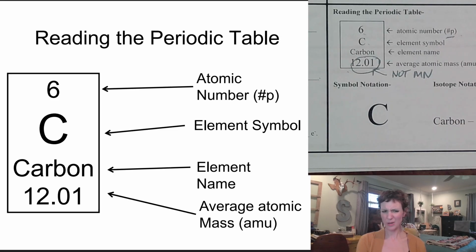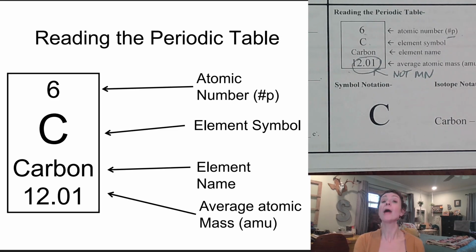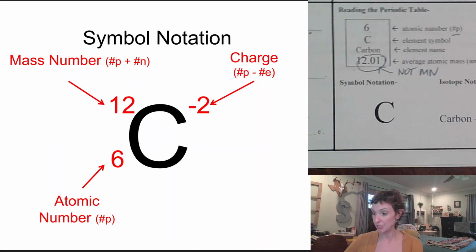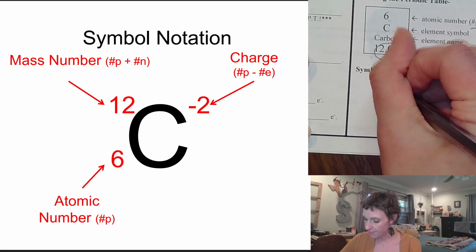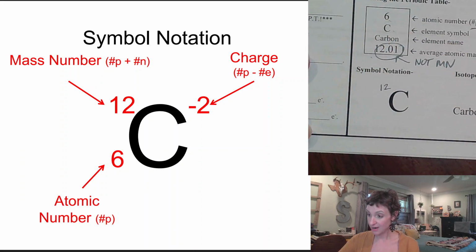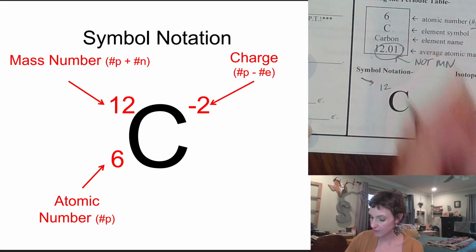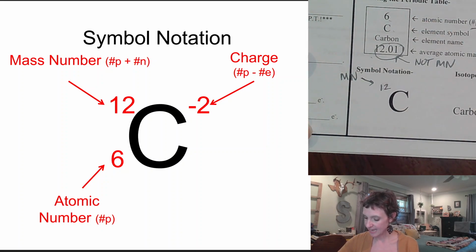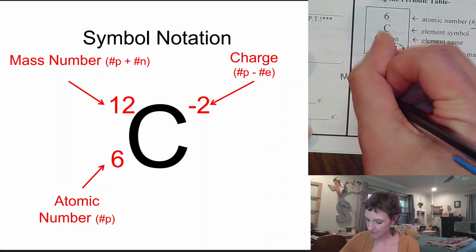So you're like, well, how would we know to find the mass number? Well, I'll have to give you that information. And what that means is we do this cute little representation of what an atom of an element looks like with this symbol notation. Up here in the top left corner, we have a number 12. That number in the top left corner will always represent your mass number. Once again, mass number is protons plus neutrons.